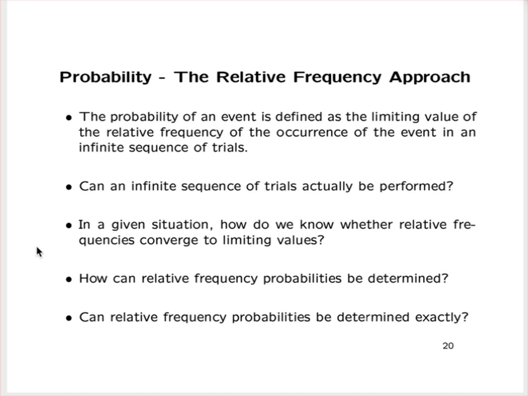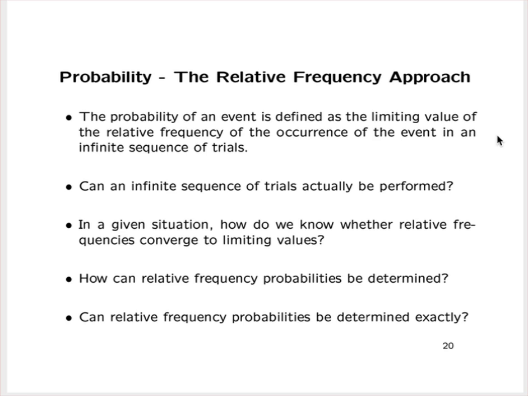Okay, the second kind of probability that we'll study is the relative frequency approach to probability. And using this approach, the probability of an event is defined as the limiting value of the relative frequency of the occurrence of the event in an infinite sequence of trials. So that is a much different way of thinking about probability than the classical approach.